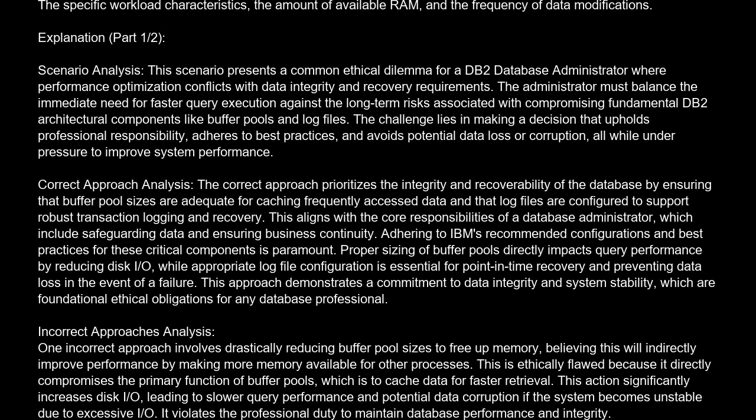The correct answer is B. The specific workload characteristics, the amount of available RAM, and the frequency of data modifications.